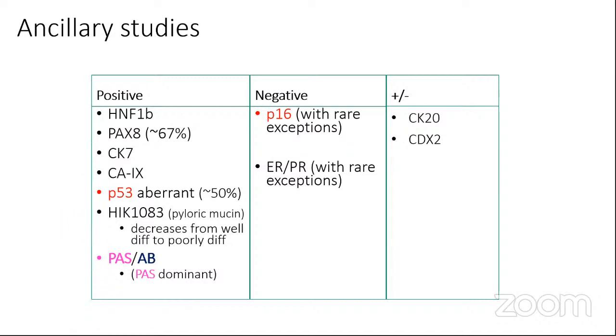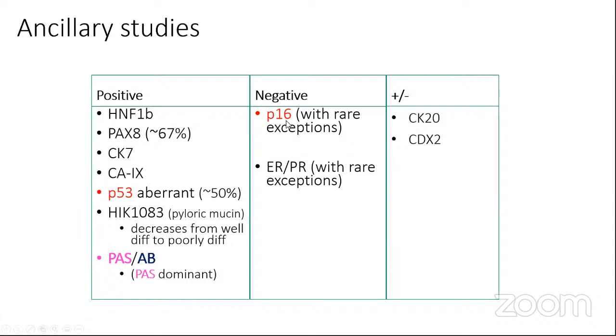They are usually CK7 positive, at least focally, CA9 positive, and about half show aberrant P53 staining, either the overexpression pattern or the completely absent null pattern. HIK1083 is an immunomarker that stains pyloric mucin. However, it's only available in Japan, so not really readily available to the rest of us. And PAS Alcian blue, which obviously is not an immunostain, but is a histochemical stain, is really helpful to identify gastric type mucin, and I'll just show you that in a second.